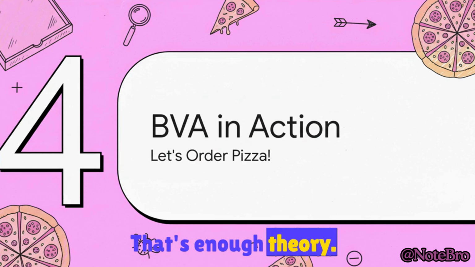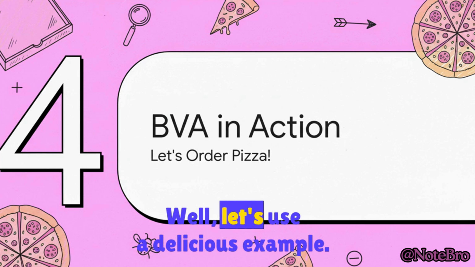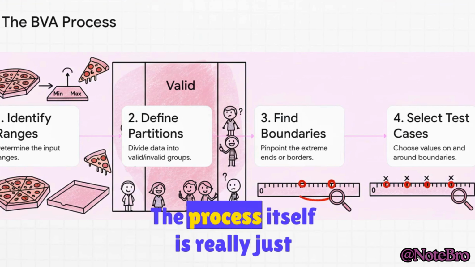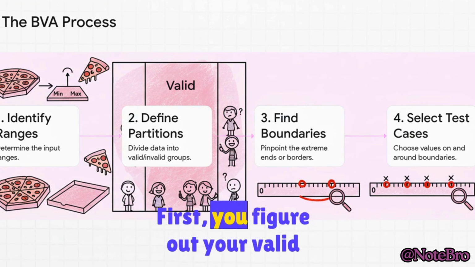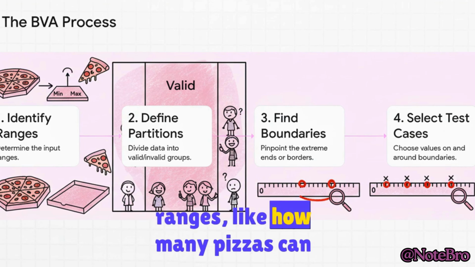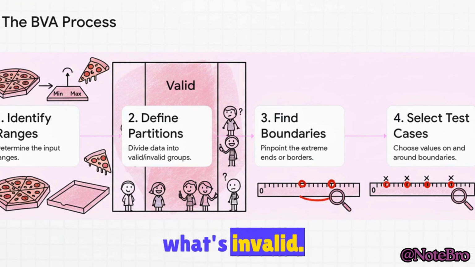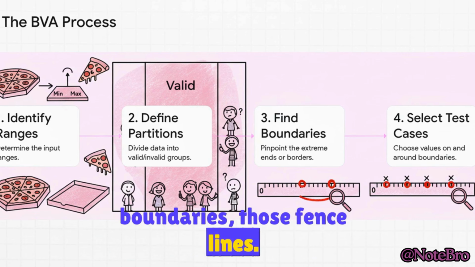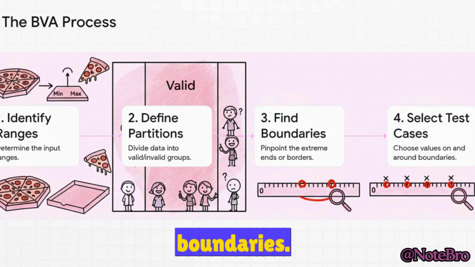Okay, that's enough theory. Let's make this real. How does this actually work? Well, let's use a delicious example. We're going to order some pizza. The process itself is really just a simple, systematic recipe. First, you figure out your valid ranges, like how many pizzas can you order. Then, you define what's valid and what's invalid. After that, you pinpoint the exact boundaries, those fence lines. And finally, you pick your test cases right on and around those boundaries.